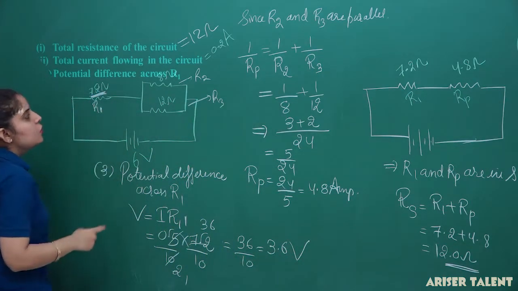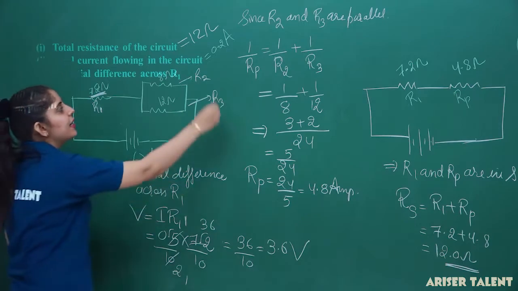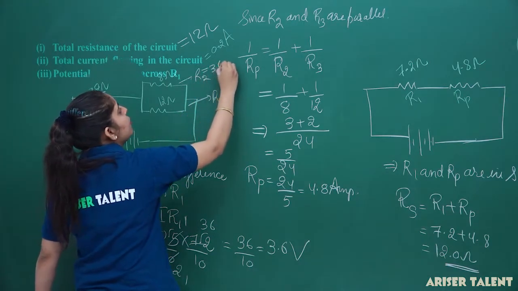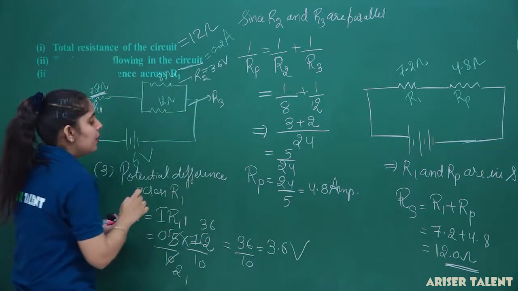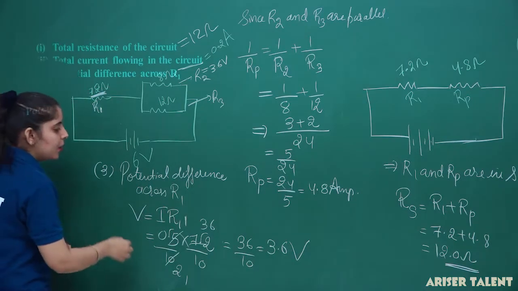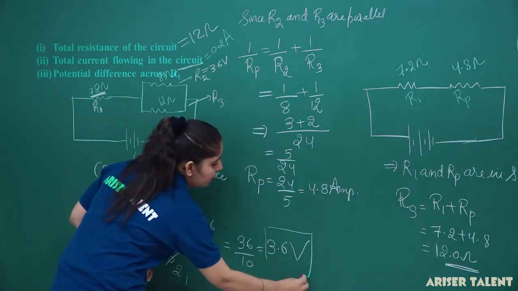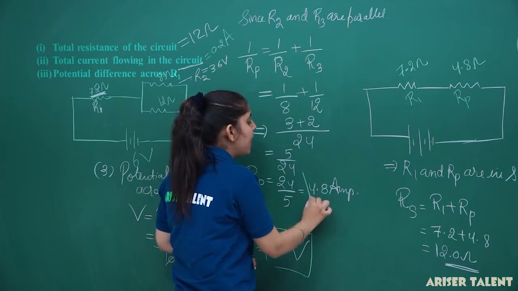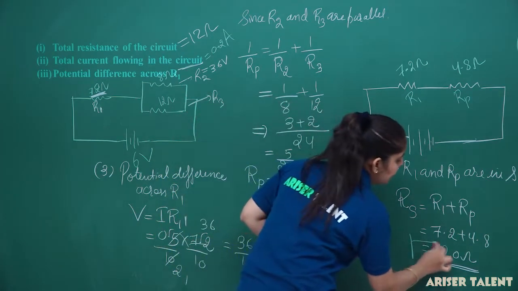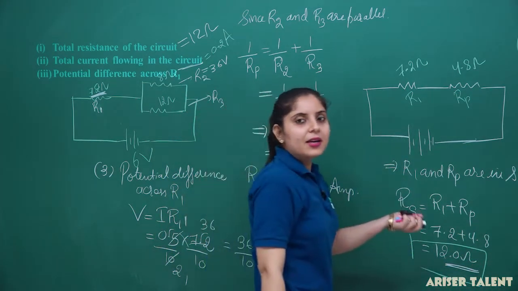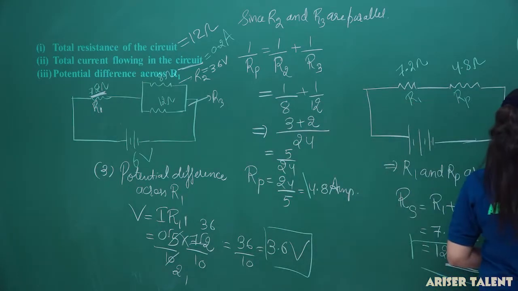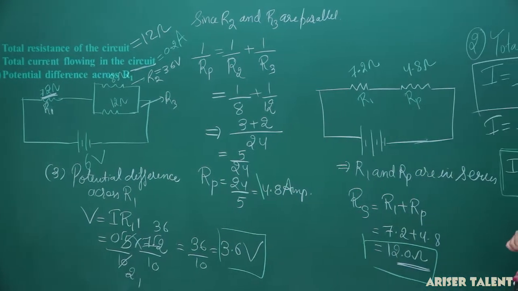So what is the value of the third answer we are getting here? We are getting here 3.6 volt for the third part. So this is our third part, that is 3.6 volt. This is the first part that I am getting here, that is series resistance 12 ohm, and the current in the circuit is 0.5 ampere. So this is the solution of this problem.